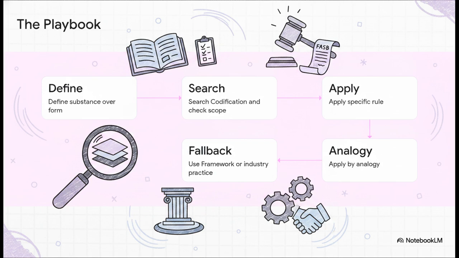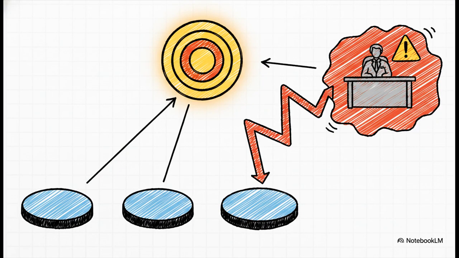But if and only if there is no specific rule, you move to Step 4, apply by analogy to the most economically similar topic. If that fails, Step 5 is using the conceptual framework or industry practice. So the crucial point is understanding where you actually want to be on that 5-step list. Step 3, that's the sweet spot.